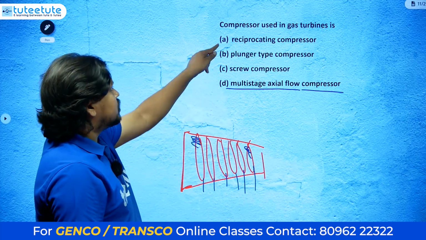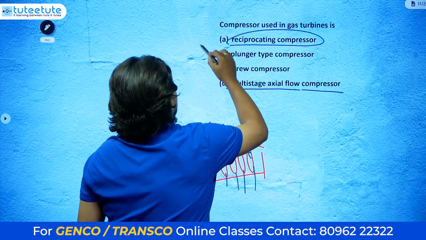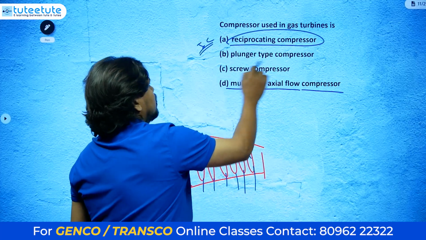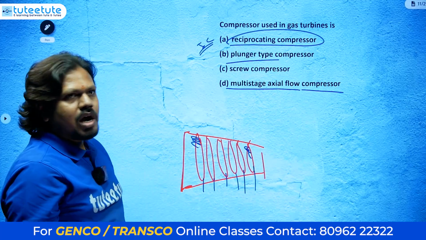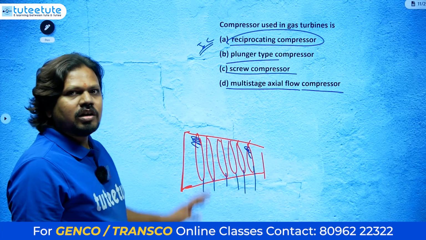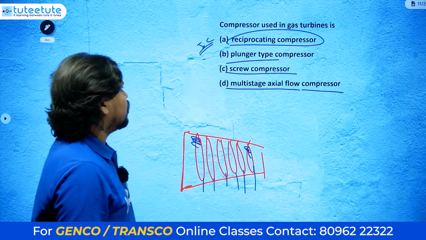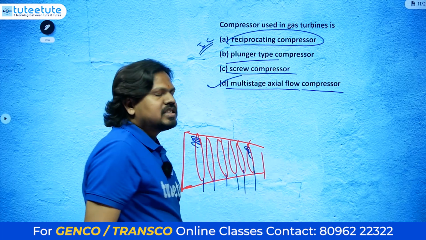Okay, see the other options, reciprocating compressor. We use the reciprocating compressor in IC engines, so not here. The plunger type of compressor we are not using here. The screw compressor we are also not using here. Different applications have the screw type and plunger type. So anyhow, multi-stage axial flow compressor.